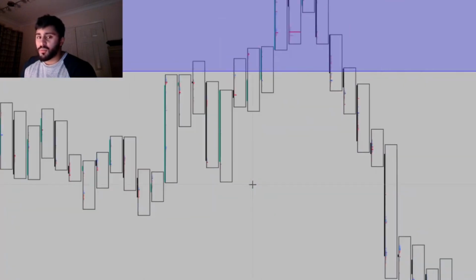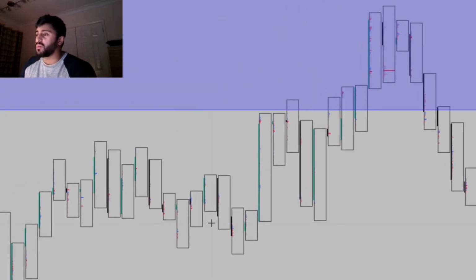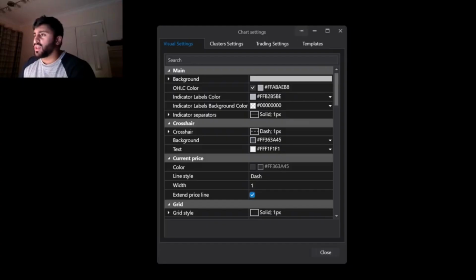Looking at the footprint chart over here. Now, this is where it's very important to bring this up into the context. So the way that I trade using footprint charts is using the order flow. What you see on your screen is the chart settings I use on the ATAS platform.